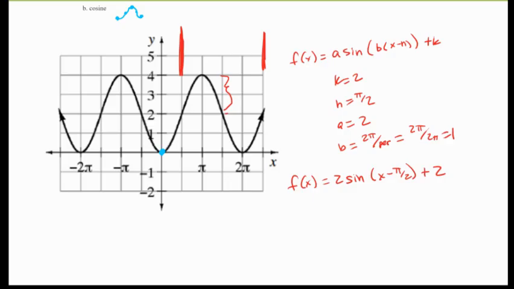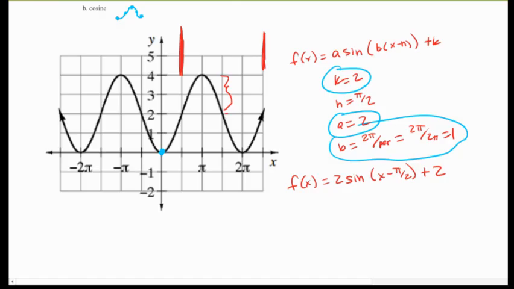Some of the information from the previous graph still stays the same. My midline is still 2. My amplitude is still 2. My period is still 2 pi. The only thing that changes is my h value. So for this one, g of x is equal to negative, because I'm starting at the bottom, my a value is 2, cosine of x minus my h value, which is just 0 because I'm not shifting to the left or the right, and my k value is still 2 because that's still the midline.